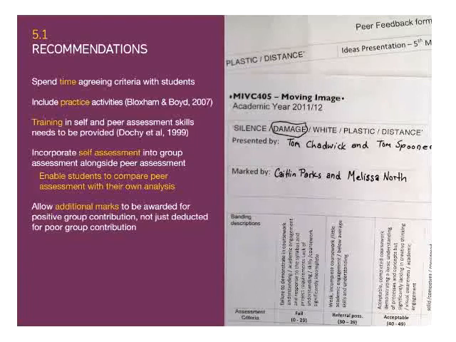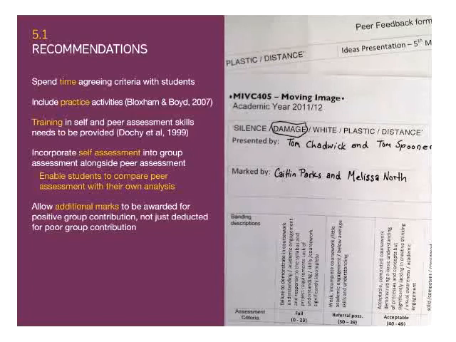So also, similar to this, Bloxham and Boyd point out, spend time agreeing criteria with students. Students need to know how does this actually work, what are the guidelines, and how does this fit within the overall rationale for group work. Include practice activities where possible, so you can give students feedback on their ability to peer and self-assess.